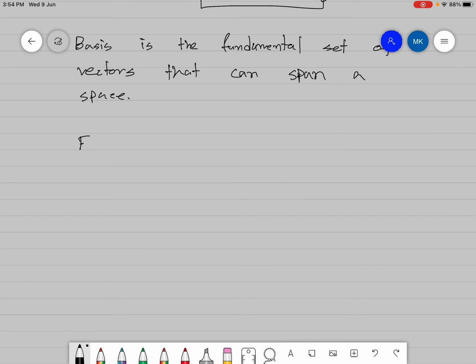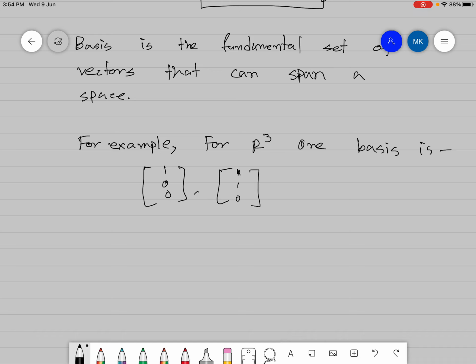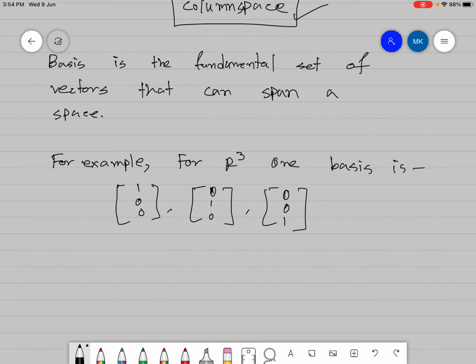For example, for R3, one basis is 1 0 0, 0 1 0, and 0 0 1. Always remember that a basis is not any single vector, a basis is a set of vectors. So these are the fundamental set of vectors that can span the whole of R3.